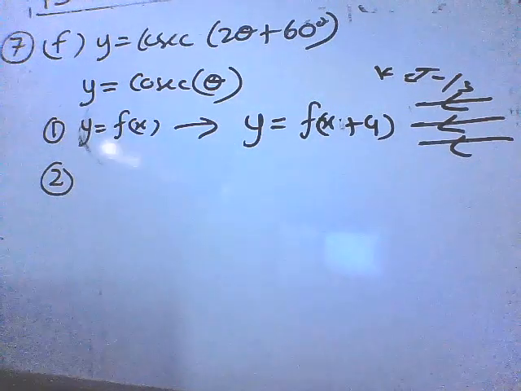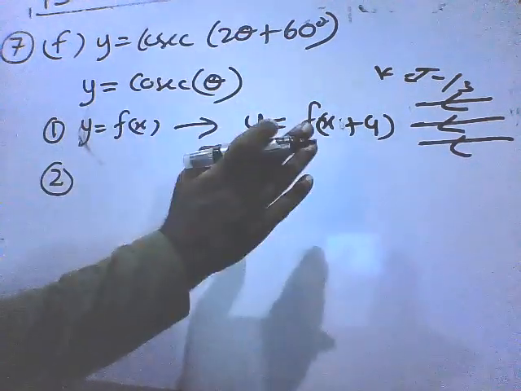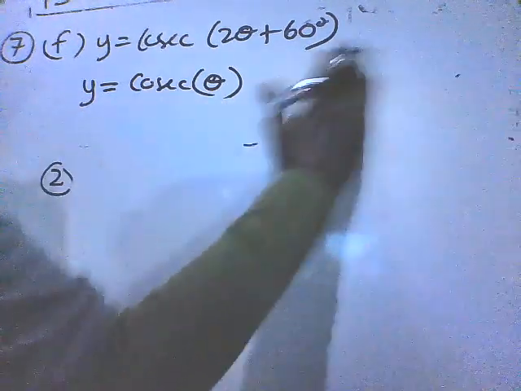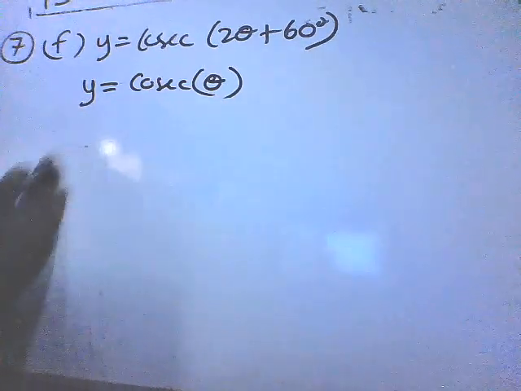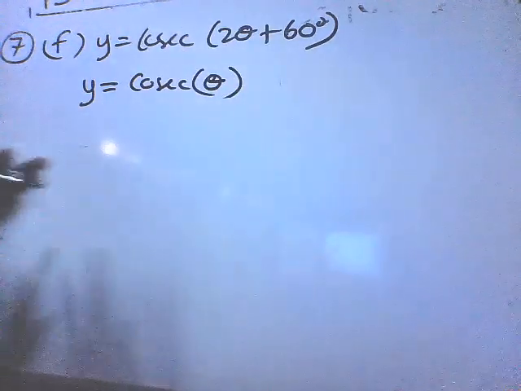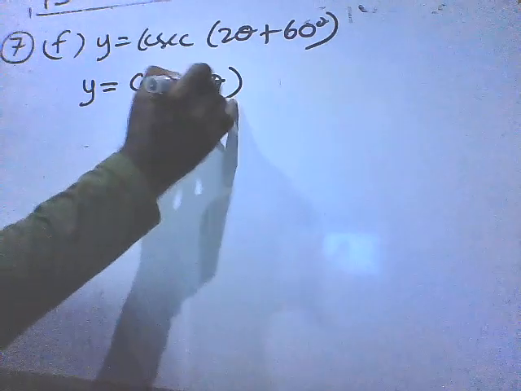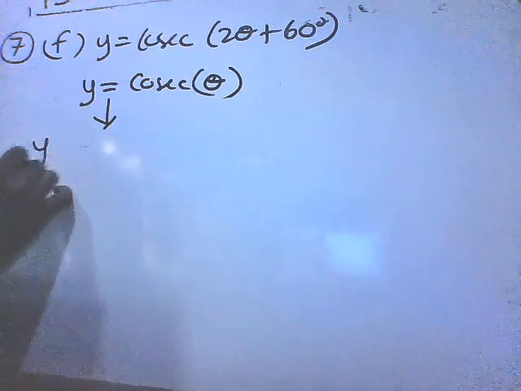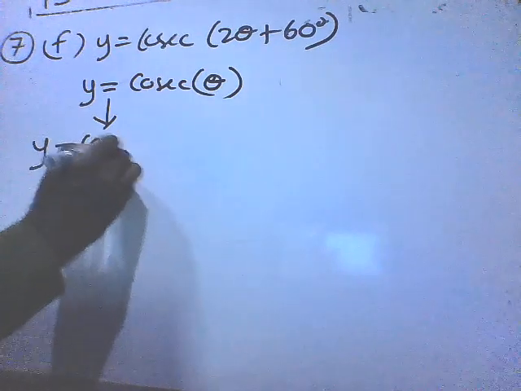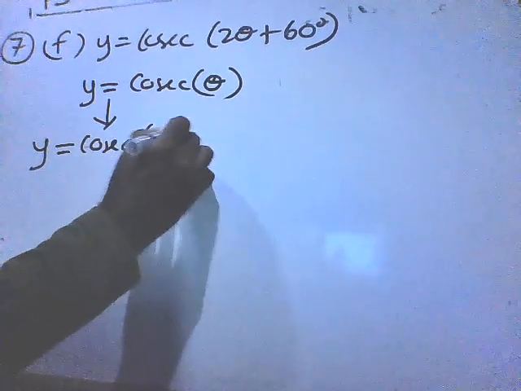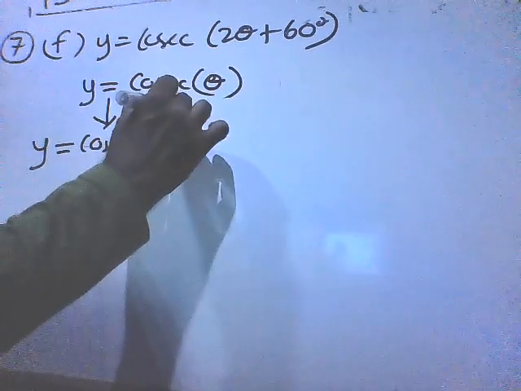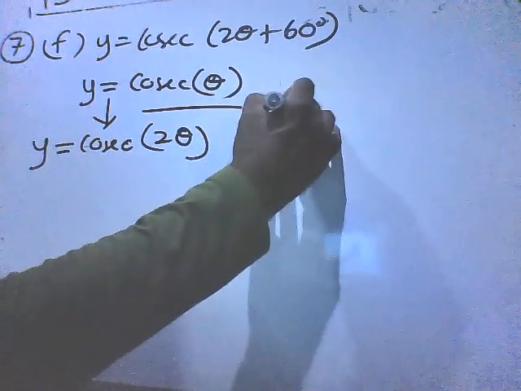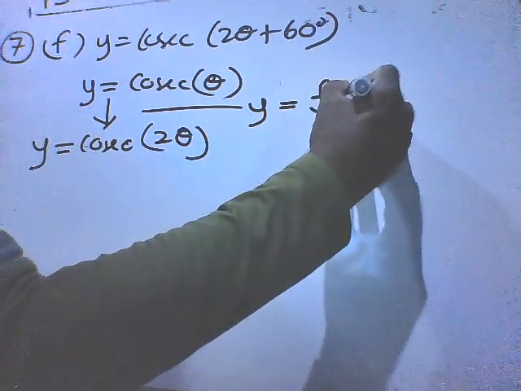Actually I was wrong. First we have to do the 2 theta, so I was wrong here, otherwise we are in trouble. Otherwise you have to take 30 and then multiply by 2. So the first transformation we will make it 2 theta. To make this y equals cosec 2 theta, we have to apply y equals f(ax).